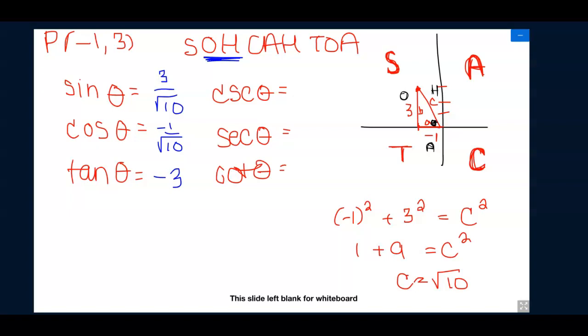The reciprocal functions are simply taking those fractions or whole numbers and flipping them. So sine becomes cosecant, root 10 over 3. Cosine becomes secant, negative root 10. And tangent becomes cotangent, negative 1/3. I was thinking perpendicular, which is opposite reciprocal.